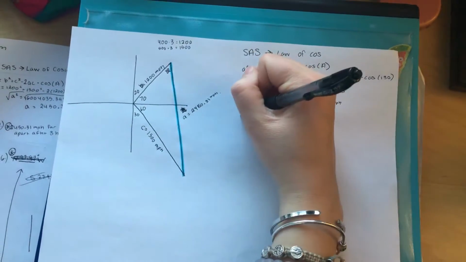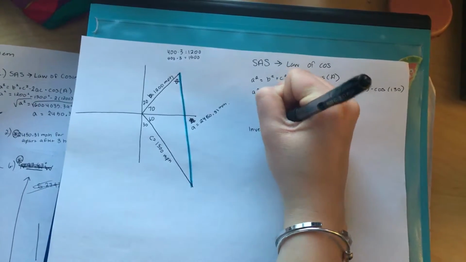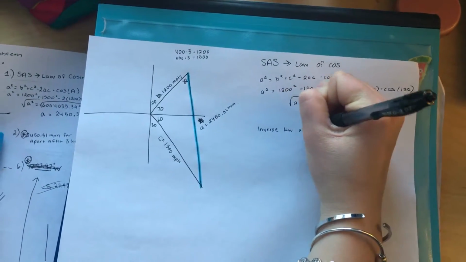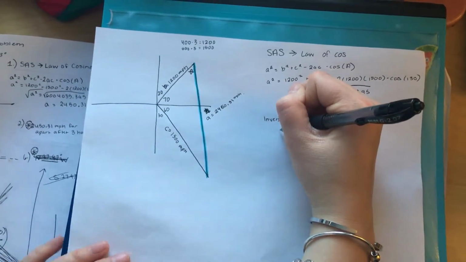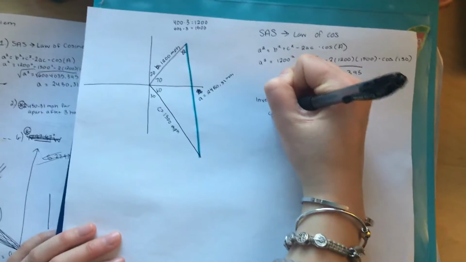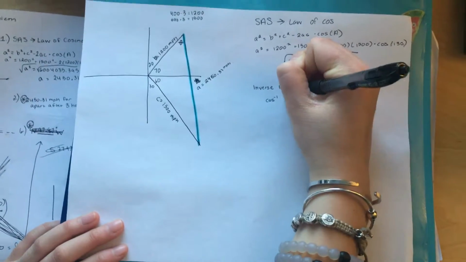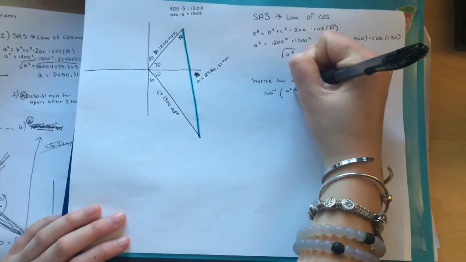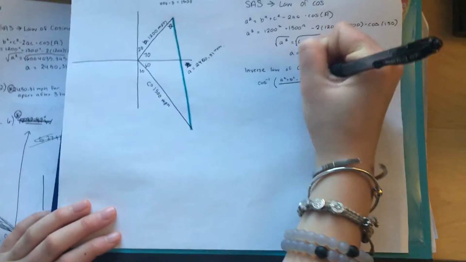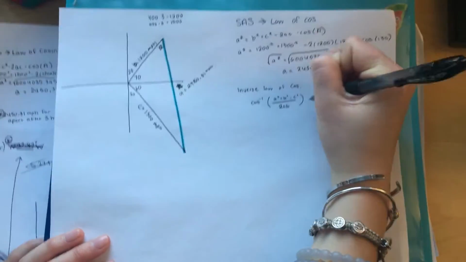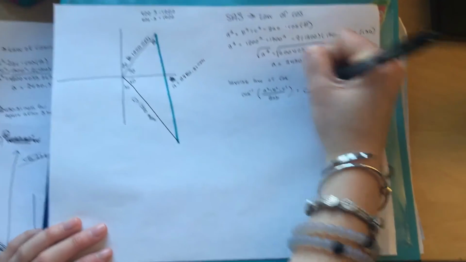We still have SAS as well as SSS now, so we still use law of cosines, but we use the inverse law of cosines. The equation that we use for inverse cosine is inverse cosine of a squared plus b squared minus c squared over 2ab is equal to angle C.